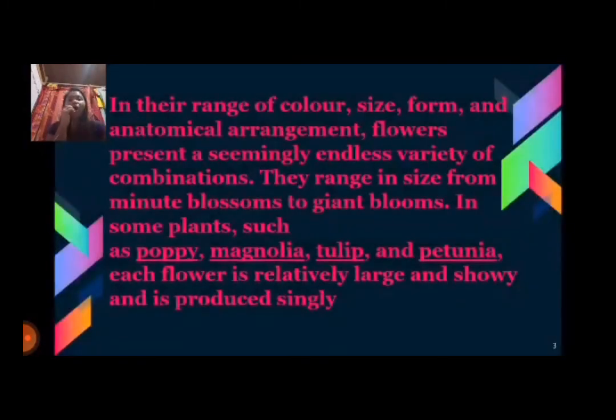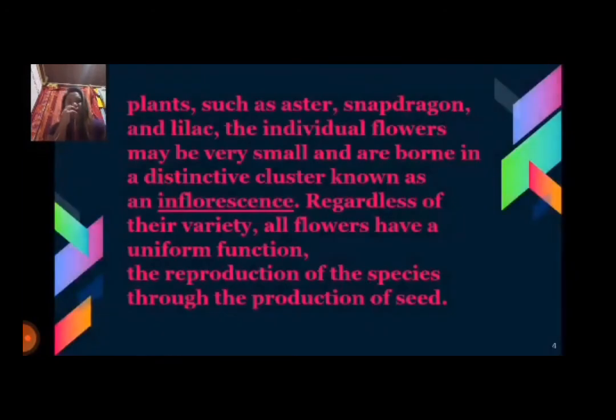Next, in their range of color, size, form, and anatomical arrangement, flowers present a seemingly endless variety of combinations. They range in size from minute blossoms to giant blossoms. In some plants, such as poppy, magnolia, tulip, and petunia, each flower is relatively large and showy, and is produced singly. In plants such as aster, snapdragon, and lilac, the individual flowers may be very small and borne in a distinctive cluster known as an inflorescence.